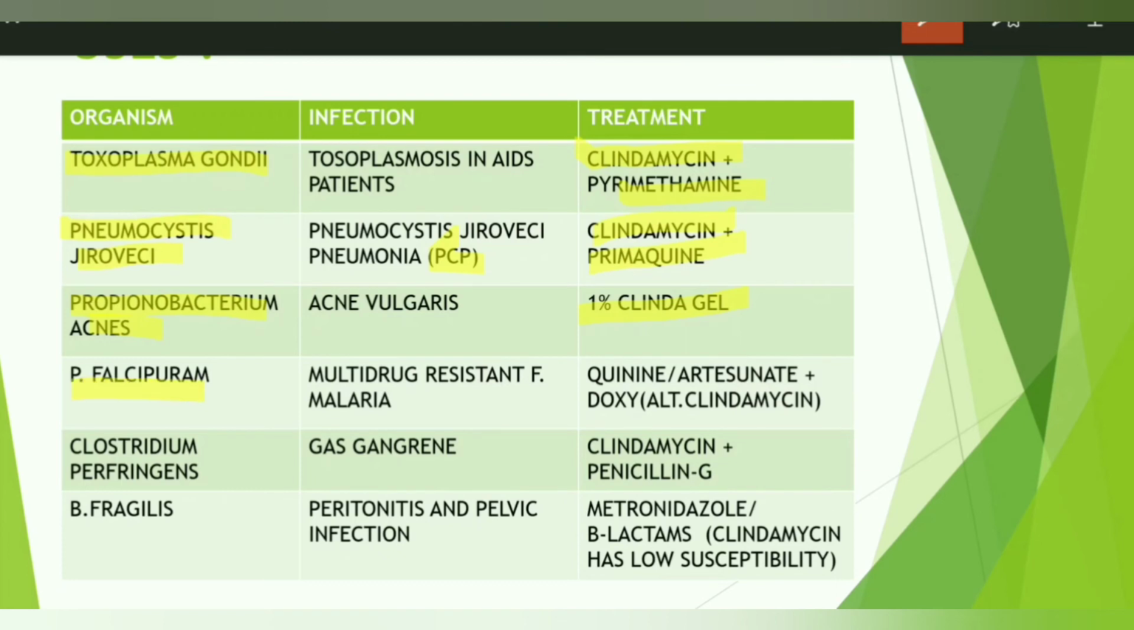P. falciparum causes multi-drug resistant falciparum malaria. The treatment here is quinine or artesunate along with doxycycline. Alternative to doxycycline, clindamycin can be used. Next, Clostridium perfringens. It causes gas gangrene. The treatment is clindamycin along with penicillin G. Bacteroides fragilis causes peritonitis and pelvic infection. Treatment here is metronidazole or the beta-lactam antibiotics. Clindamycin has low susceptibility, hence it is not mostly preferred.